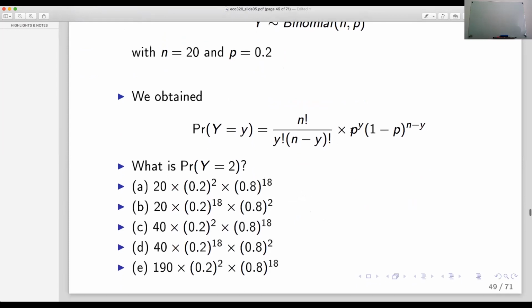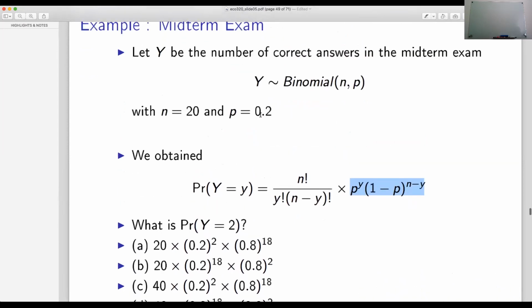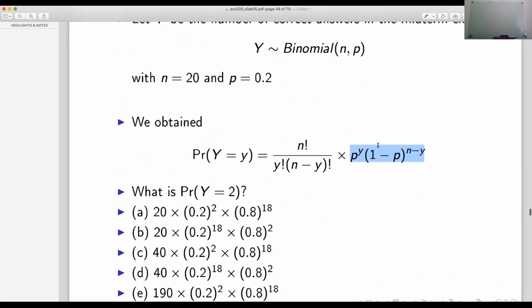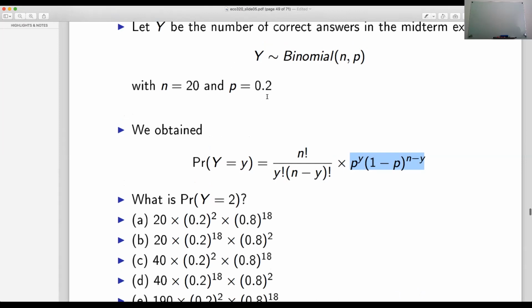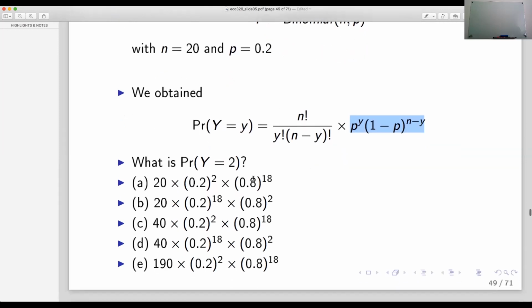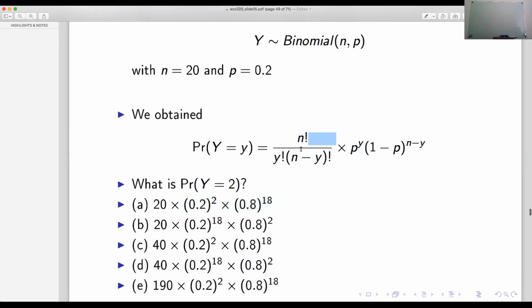So you can first get this one. That is one. Okay, so p was 0.2, and how many y do we have? 2, right? So 0.2 to the power of 2. That is the first step. And the second step is what? 1 minus p, which is 0.8, to the power of n minus y. So n is 20, y equals 2, so it should be 18. So these are the probabilities of each outcome, and we need to find the combination.